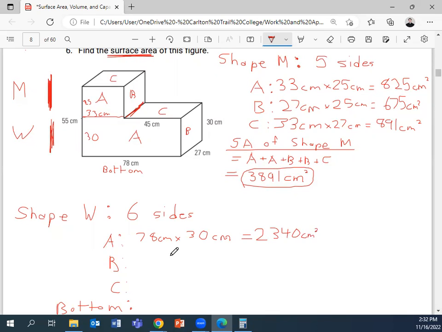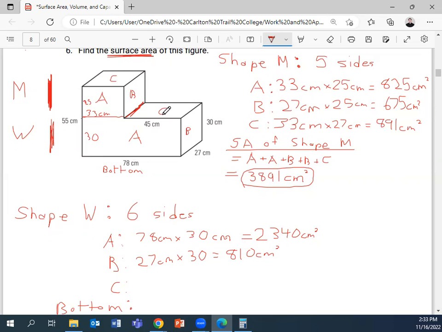Cool. For side B, that's this nice little side here. This one's kind of easy. It tells us right there, 27 and 30, right? Base times the height, 27 centimeters times 30 centimeters. That one we didn't have to figure out from anywhere else. It just told us. So that's just going to be 810. I don't know why I couldn't just do that in my head. 810 centimeters squared.